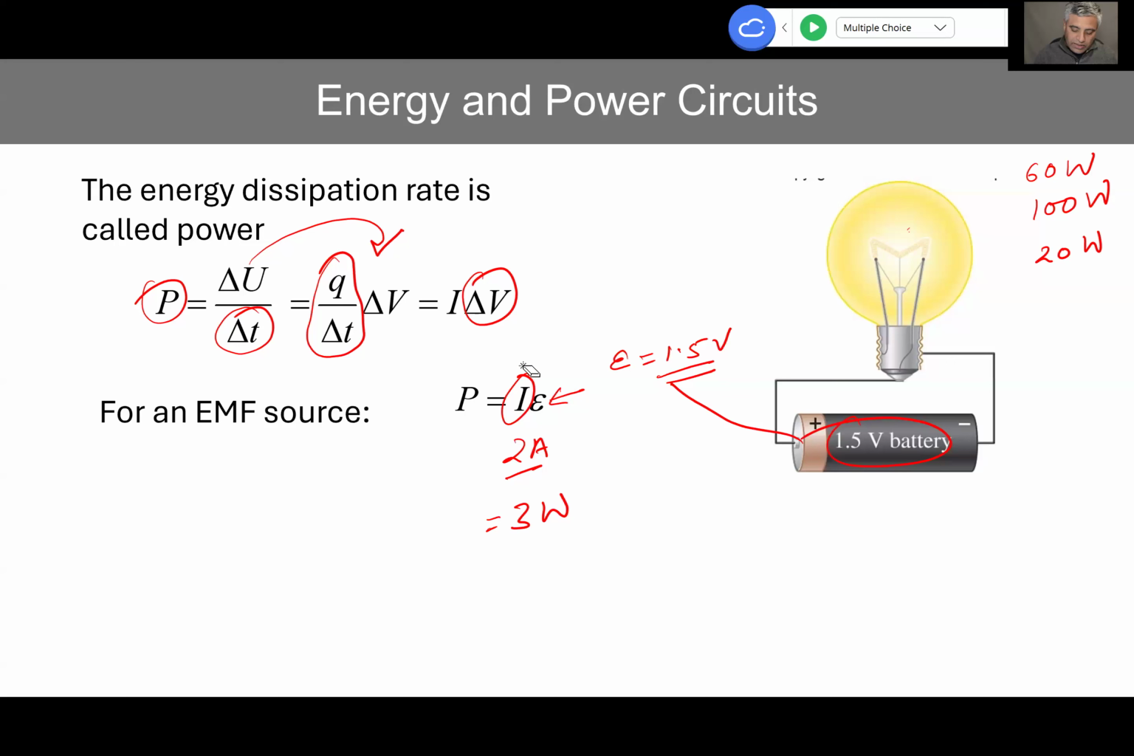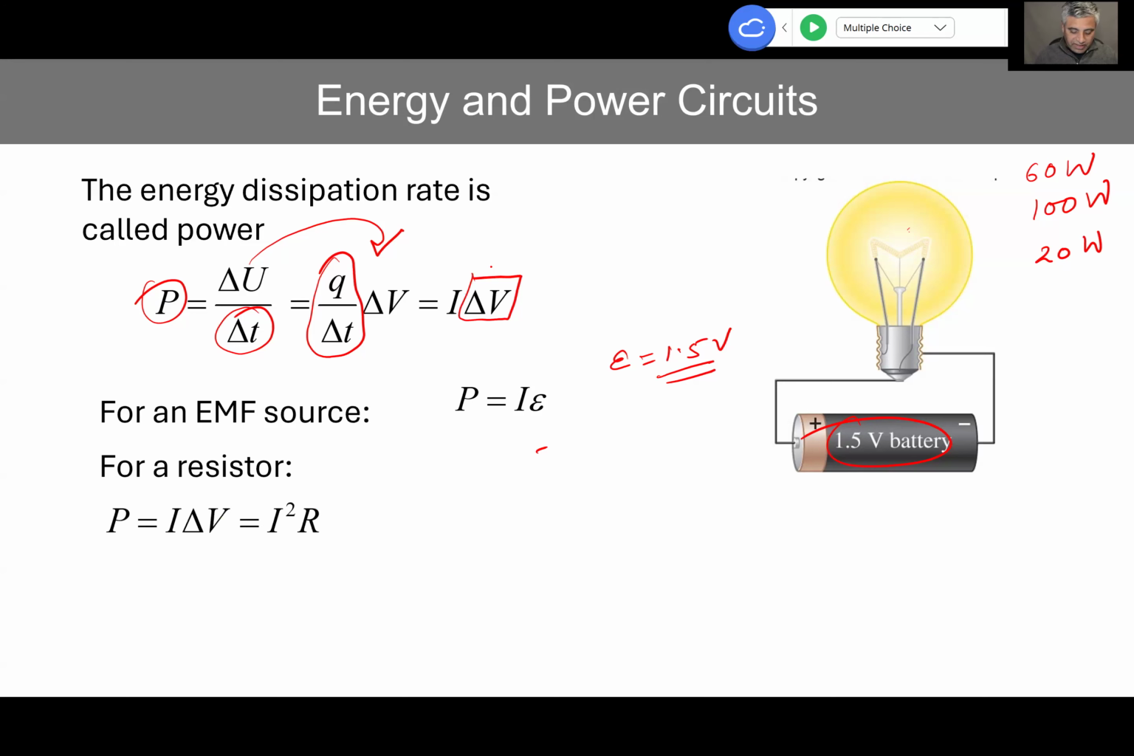There is another way we can write power, because using Ohm's law, we know delta V can be written as I times R. So if we replace this delta V by I times R in that equation, it becomes I times I, which is I squared times R, right? So this is another way of writing power.